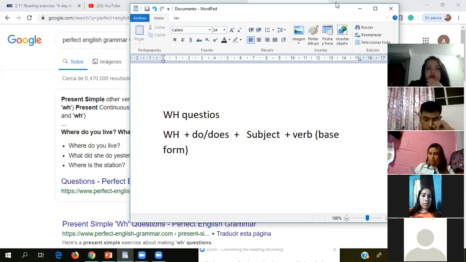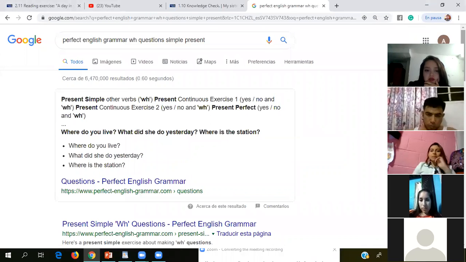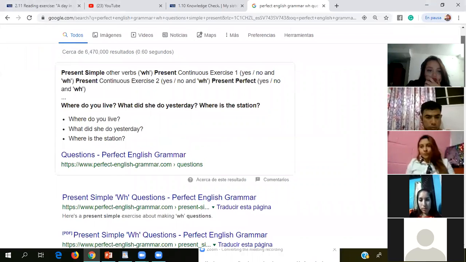Esa estructura, incluso en otros niveles, he observado que es un poco difícil. Por eso antes que sigamos practicando, vamos a hacer unos ejercicios aparte, complementarios, okay? And in pairs, we're going to work in pairs. So here it is.